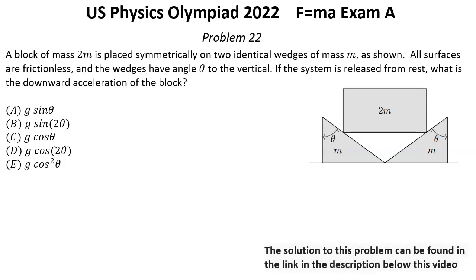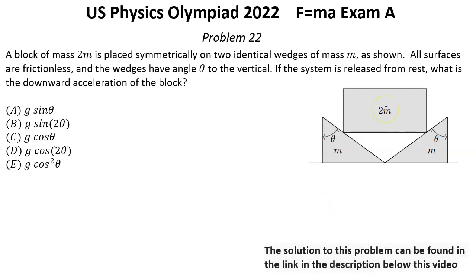Solution for problem number 22. In this problem, it's not easy to use a force approach, because the point of contact is infinitesimal, and it's not easy to find the direction of forces between these masses. Here it is better to use an energy approach.